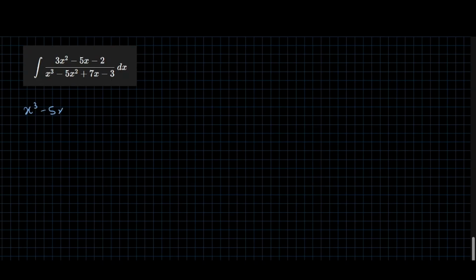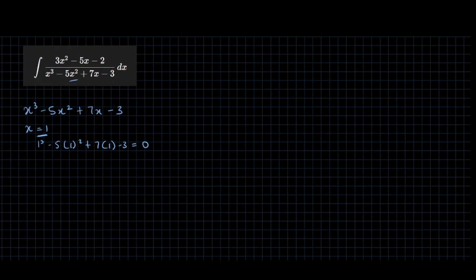This will be x cubed minus 5x squared plus 7x minus 3. I need to find the roots for this, so I'm going to do the trial and error method first. Let us say x equals 1. So it will become 1 cubed minus 5 times 1 squared plus 7 times 1 minus 3, that equals 0. Therefore 1 is a factor, therefore x equals 1 is a root of this equation.